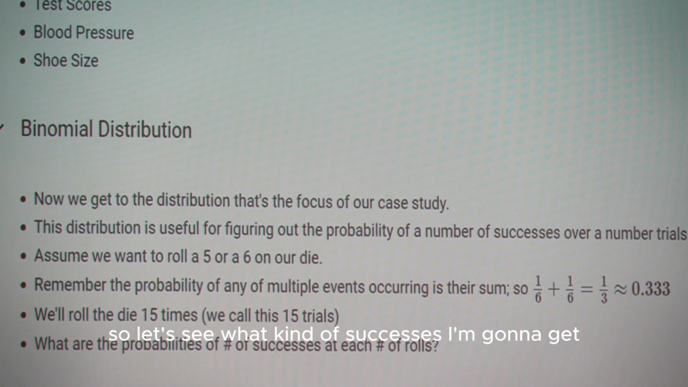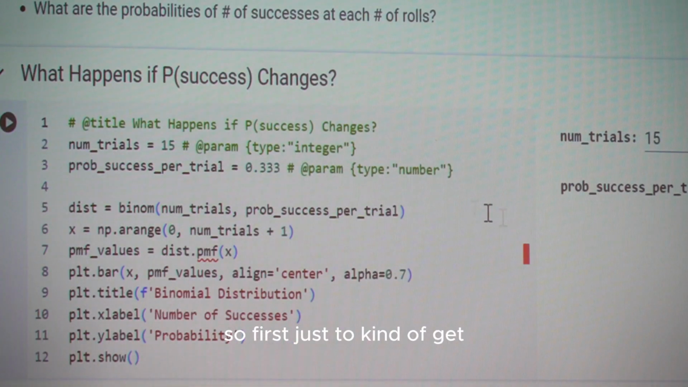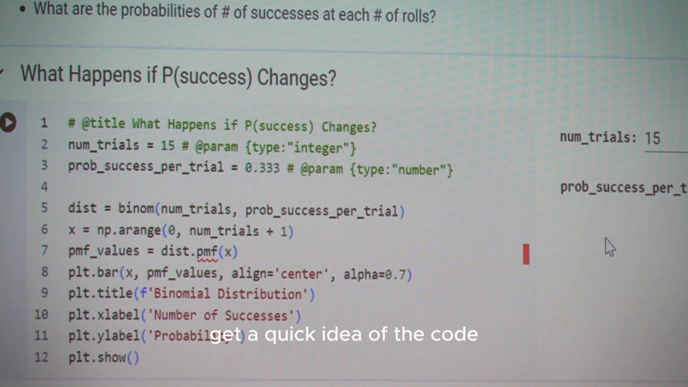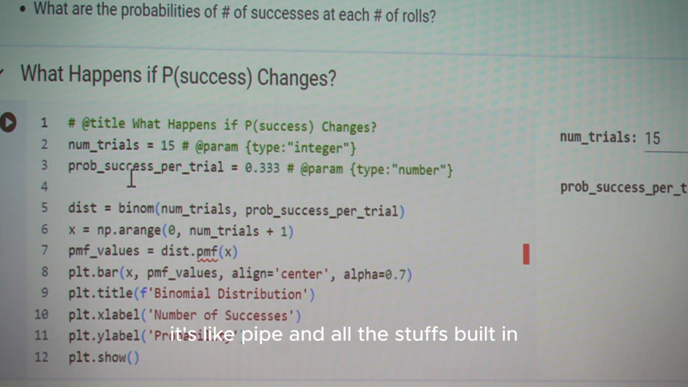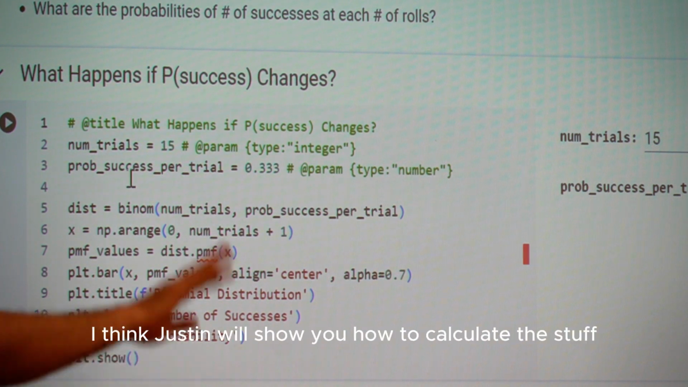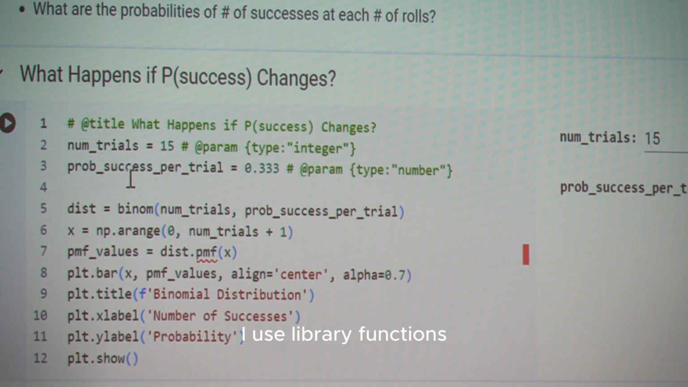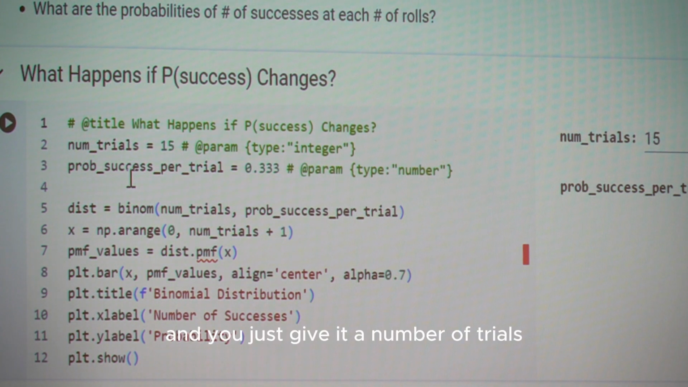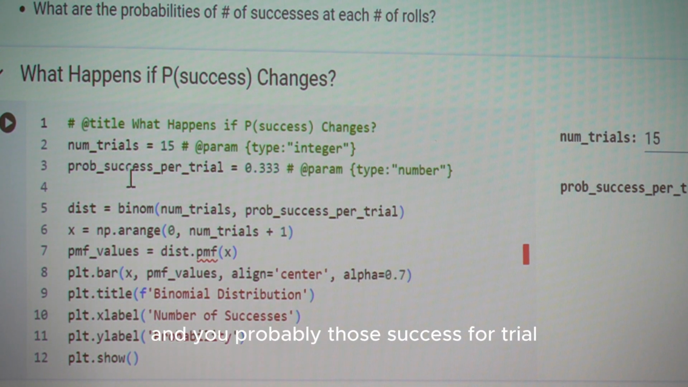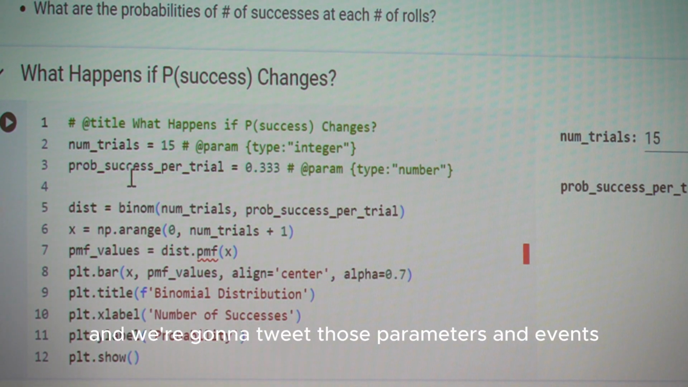So let's see what kind of successes I'm going to get. First, just to get a quick idea of the code, which is fairly straightforward, I'm basically just calling this function, the binomial distribution function inside Python. All of it's built in. I think Justin will show you how to calculate this manually, but I use library functions; someone else wrote it, I'm going to use it. You just give it a number of trials and your probability of success per trial. So I'm giving it 15 and 0.333, and we're going to tweak those parameters in a bit.